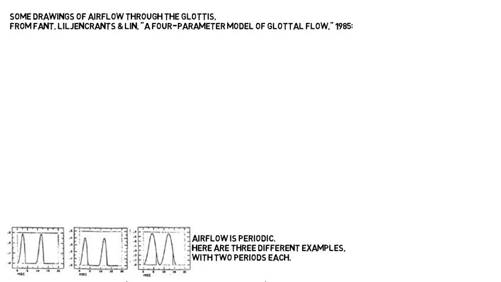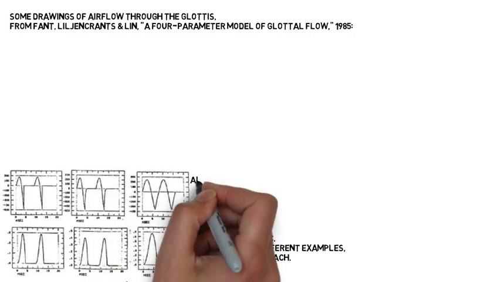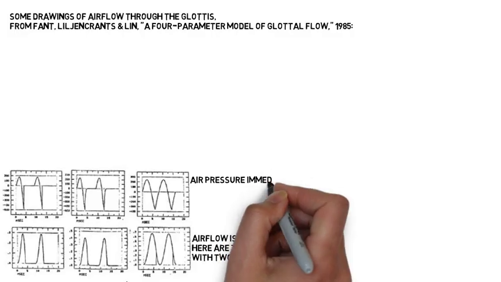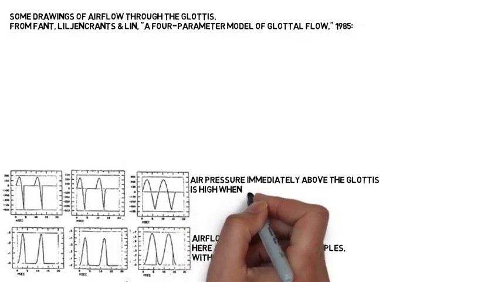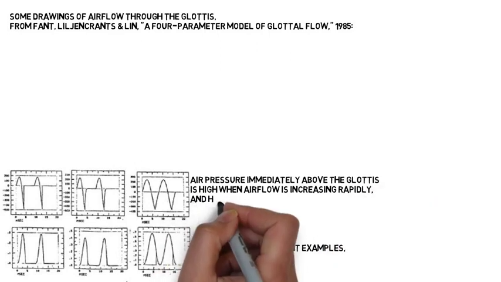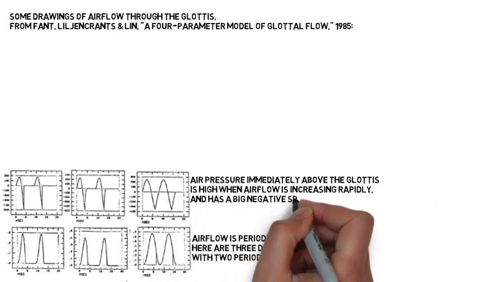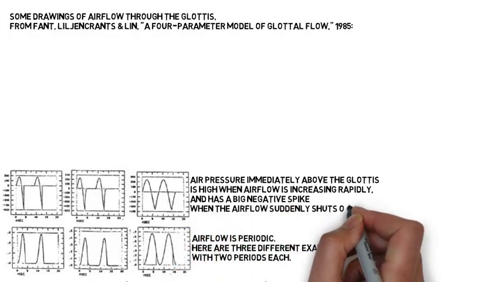And you can see that sometimes it's more sinusoidal and sometimes it cuts off more abruptly at the point of closure. So when the vocal folds flap shut, they cut off rather abruptly. And the excitation for speech actually is caused by the change in air pressure resulting from this change in airflow. So when the airflow is increasing rapidly into the vocal tract, then the air pressure just above the glottis rises. And when the airflow suddenly shuts off, that sudden cutting off of airflow causes a negative spike in air pressure just above the vocal folds.